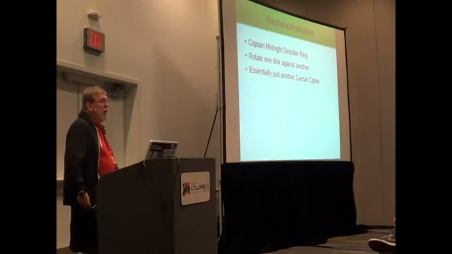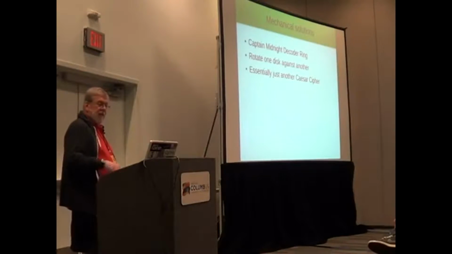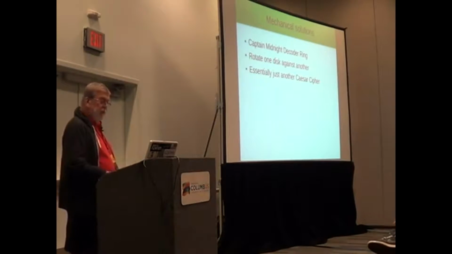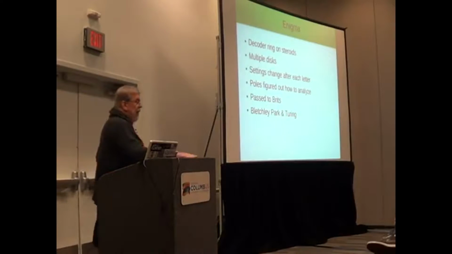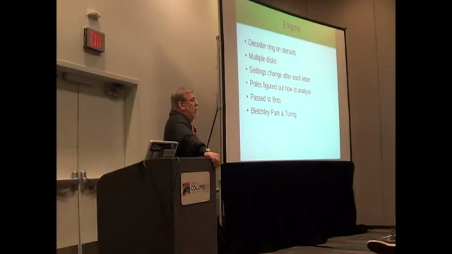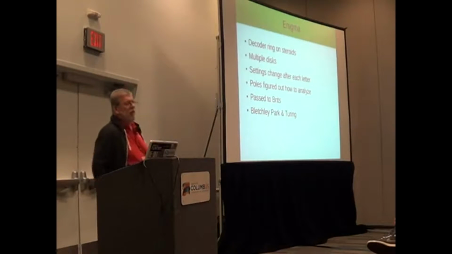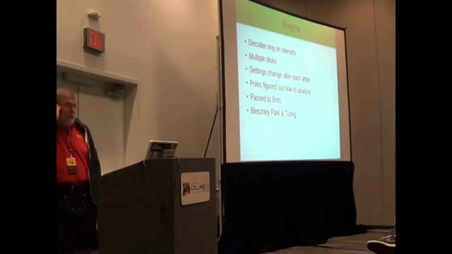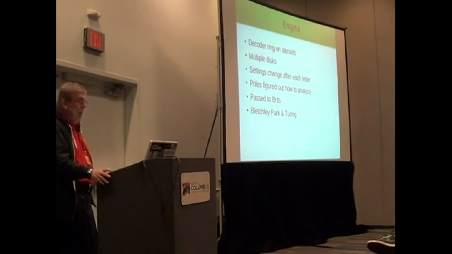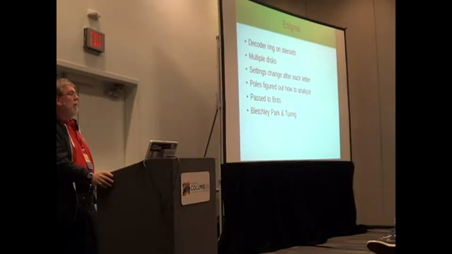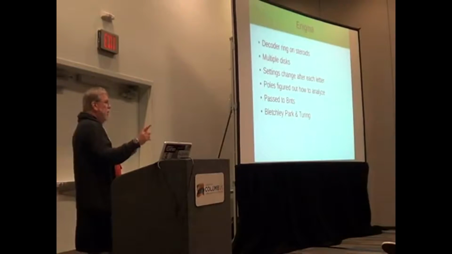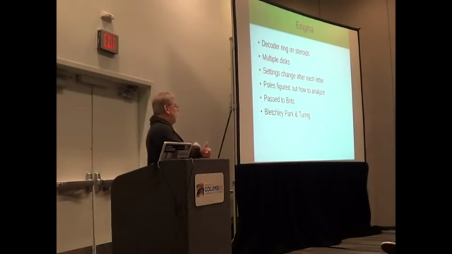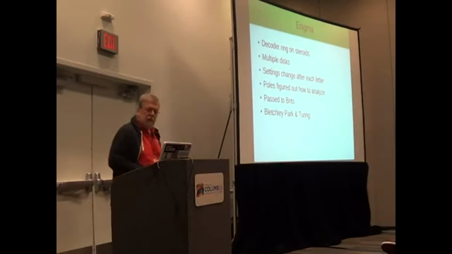Now, there have also been some mechanical things, like the Captain Midnight decoder ring, which is really just another Caesar cipher. Everything is rotated the same amount. And then there's the Enigma machine. Now, we had a movie about all of that recently. Very interesting movie about Turing and the people in England trying to figure that out. Basically, the Enigma was just a really, really complicated mechanical device. You would have a number of different disks. Each disk would be rotated after changing one letter.